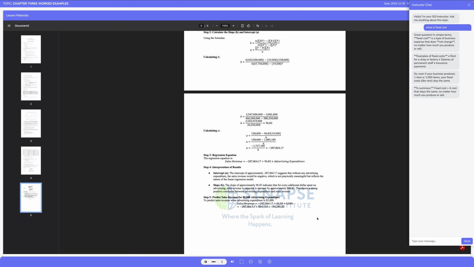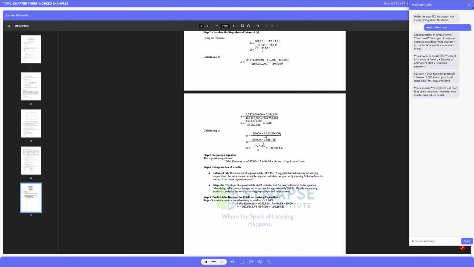The final part of the question requires prediction. To estimate sales revenue when advertising expenditure is $5,000, this value is substituted into the regression equation. Doing so gives a predicted sales revenue of approximately $196,285.83. This demonstrates how regression analysis can be used by management for forecasting and planning purposes.